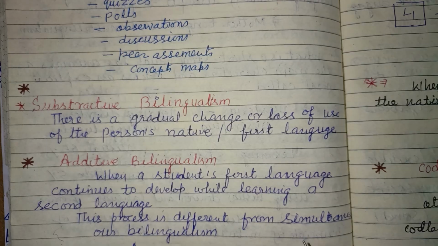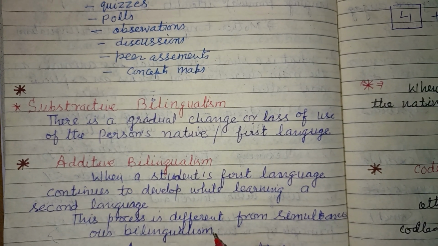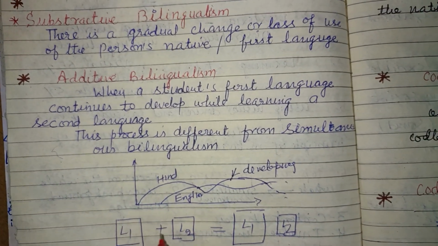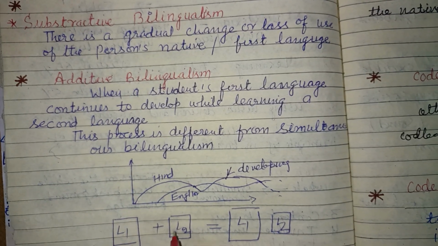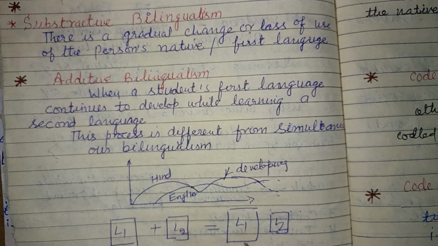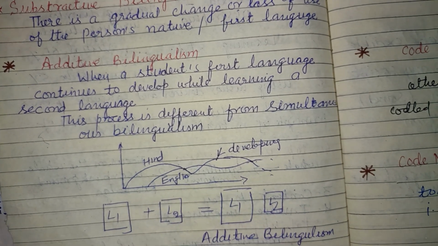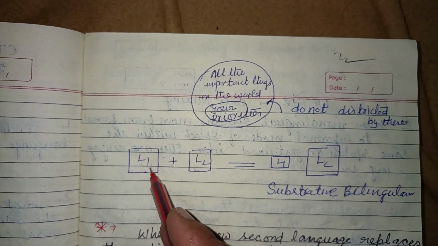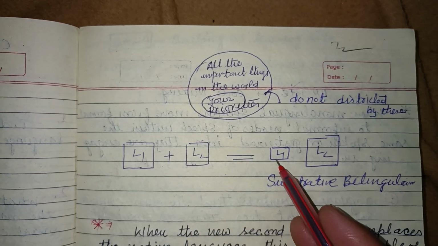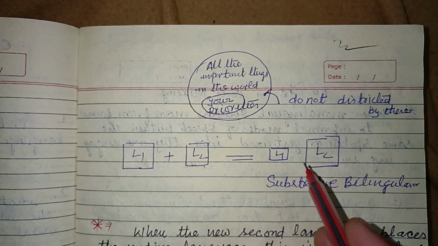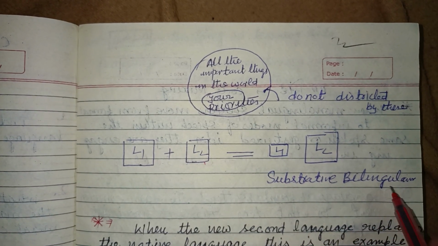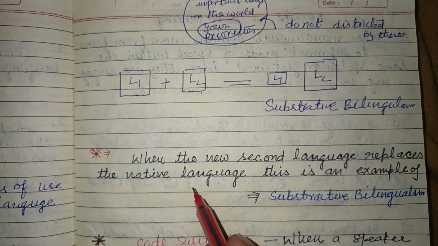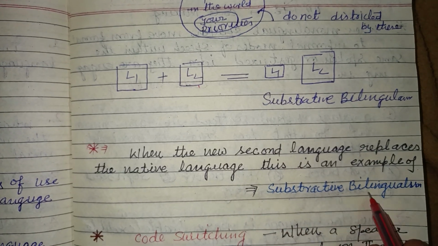This process is different from simultaneous bilingualism. Here, language first plus language two. If the first language becomes greater by learning a second language, this is called additive bilingualism. When the first language becomes shorter by learning a second language, such a condition is called subtractive bilingualism. When the new second language replaces the native language, this is an example of subtractive bilingualism.